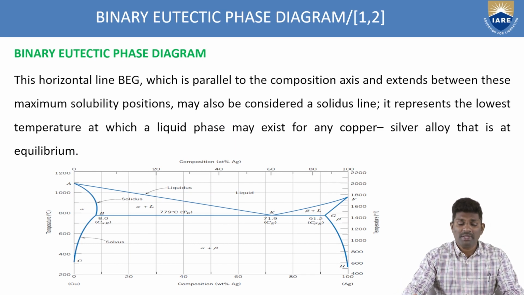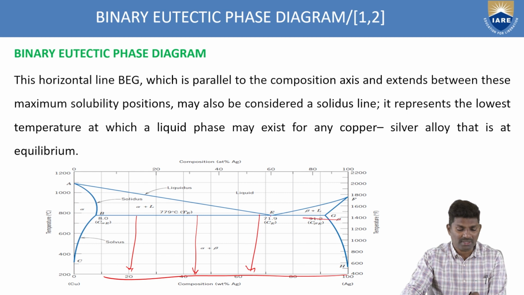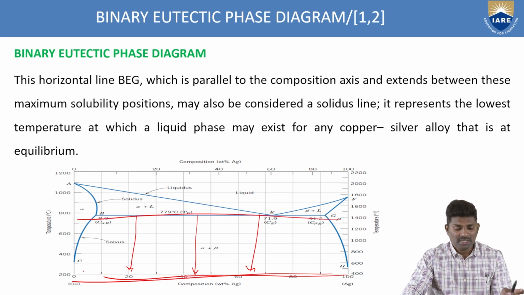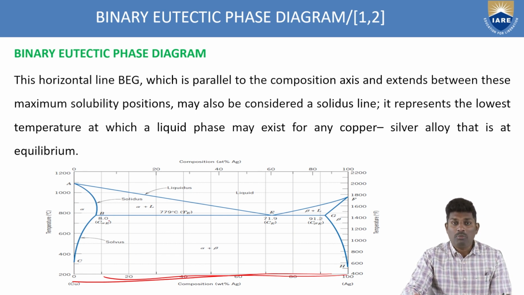Now in this phase diagram, what is happening? The horizontal BEG line we are seeing is parallel to the composition axis. Both are parallel to each other. These two lines are parallel to each other. Now, what is happening here? The composition axis and the extents between these maximum solubility portions may also be considered as the solidus line. So, as we see for this alpha and beta, for both the regions we have the solvus and solidus lines.